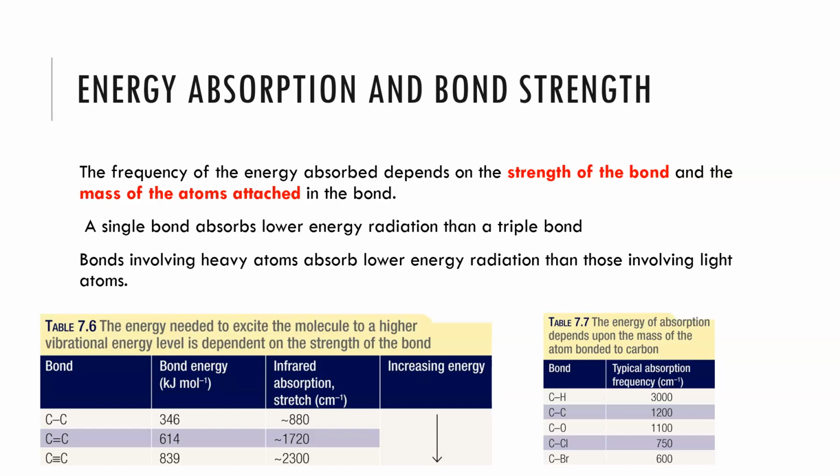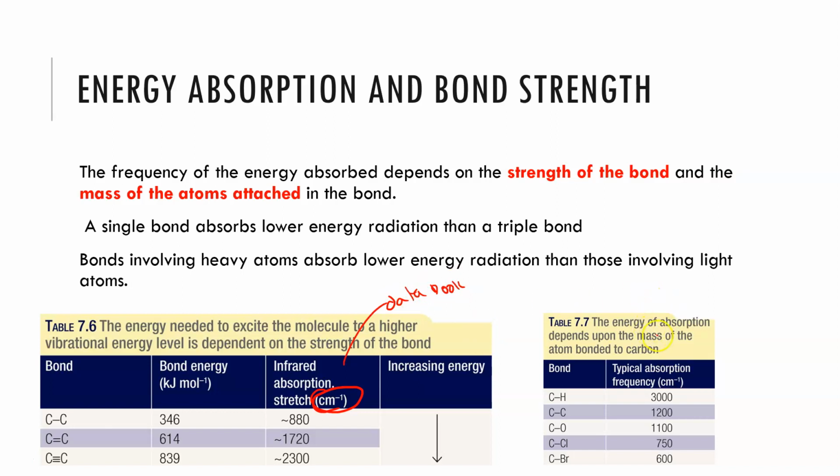Bonds that involve heavy atoms absorb lower energy. So if you have a heavy thing on a spring, it takes less energy to get it started bouncing than something that is light. So we will see higher energy and therefore higher wave number absorbances for bonds that increase in strength. The bond energy therefore is proportional to the infrared absorption stretch that we see, and these absorption stretches are listed in your data book. You don't need to memorize them.